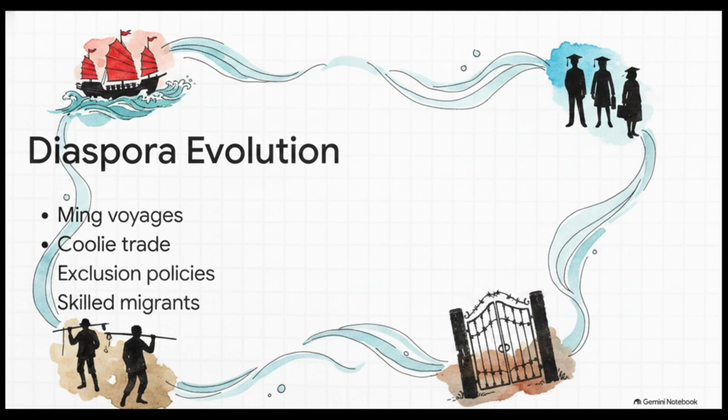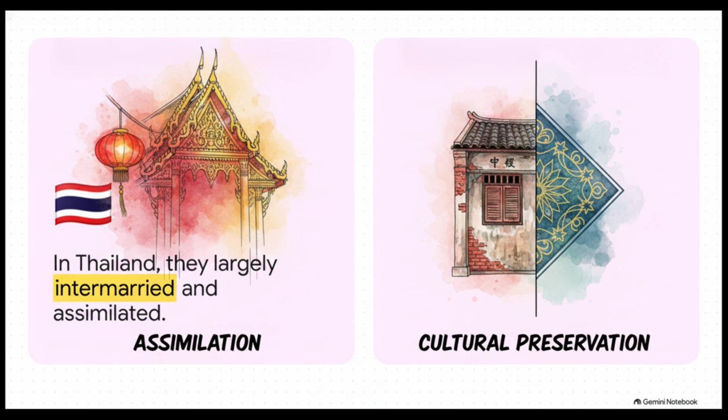incredibly strong. Later on, they faced some really harsh, racist exclusion policies in countries like the US and Australia starting in the 1880s, before a post-World War II wave brought a whole new influx of skilled professionals and students over to the West. And this brilliantly illustrates a key concept. The experience of a diaspora isn't uniform at all. It is heavily shaped by the host country.